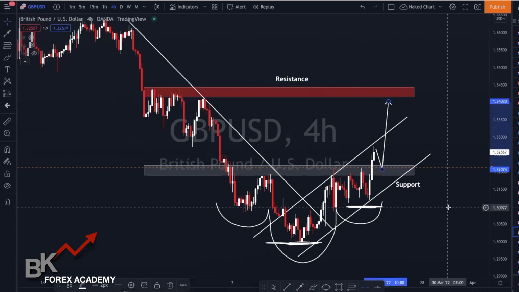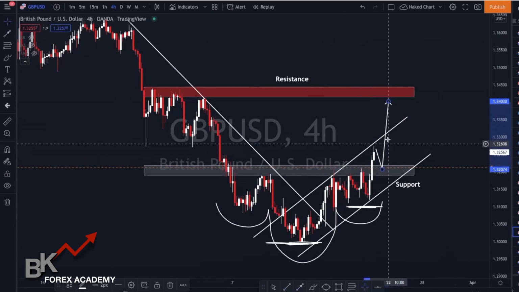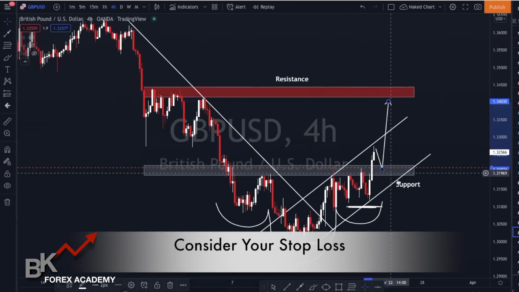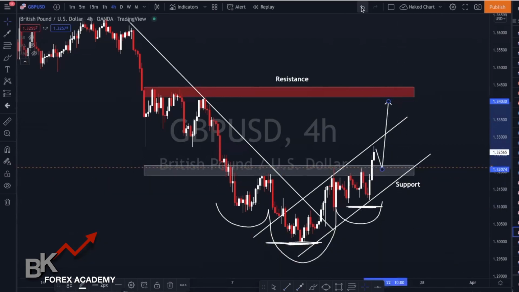So for your entry, you want to wait for price to move higher than the neckline. And after the right shoulder is formed, you want to wait for a pullback to the neckline. Next, we want to consider our stop loss. Traditionally, our stop loss is placed below the right shoulder after the neckline is penetrated.